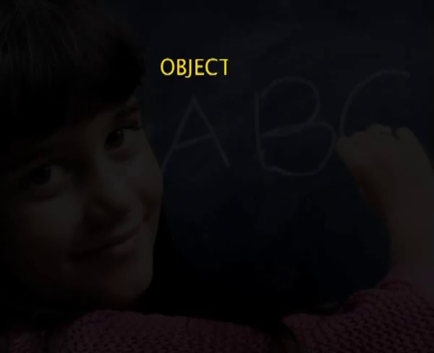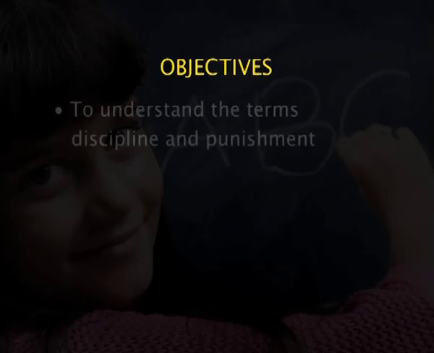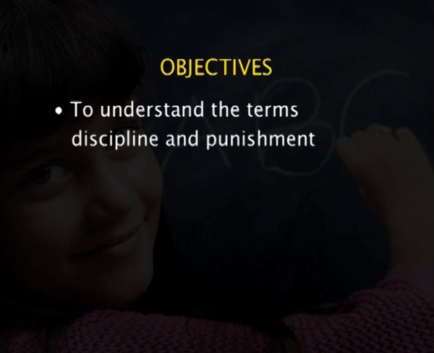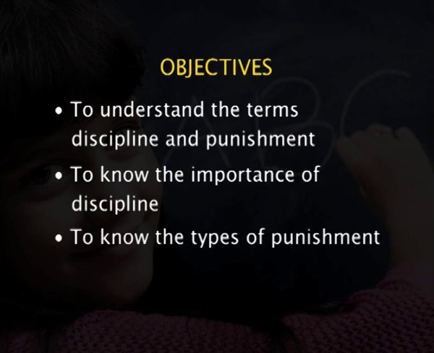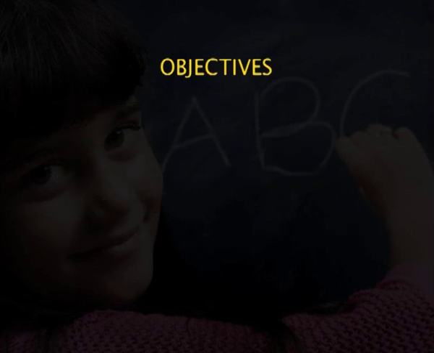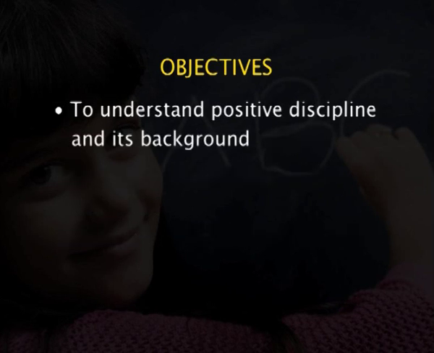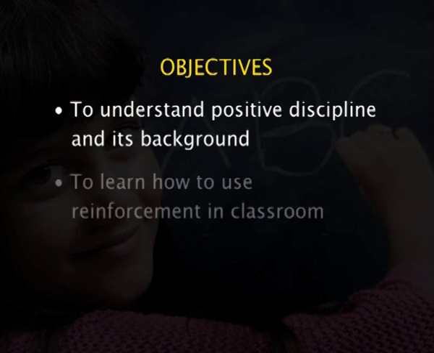Today we are going to talk about punishments in school. The objectives of today's lesson are to understand the terms discipline and punishment, to know the importance of discipline, to identify the types of punishment, to understand positive discipline and its background, and to learn how to use reinforcement in classroom.